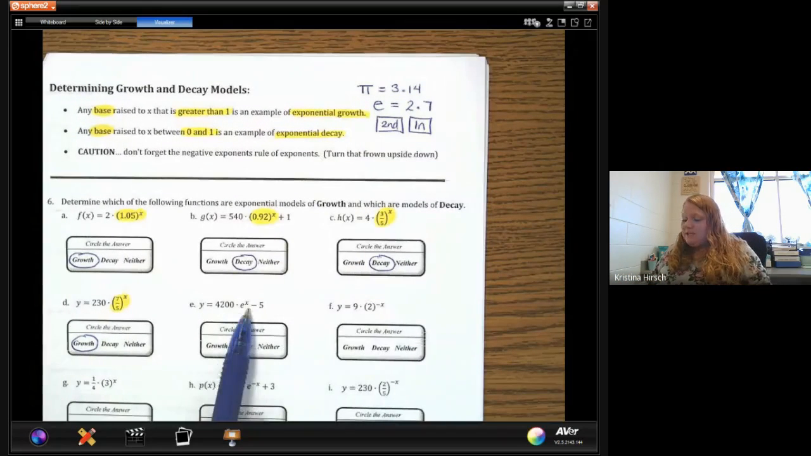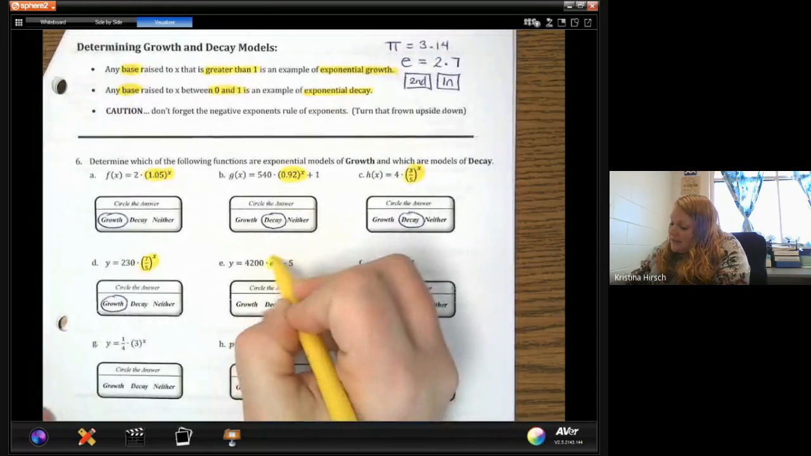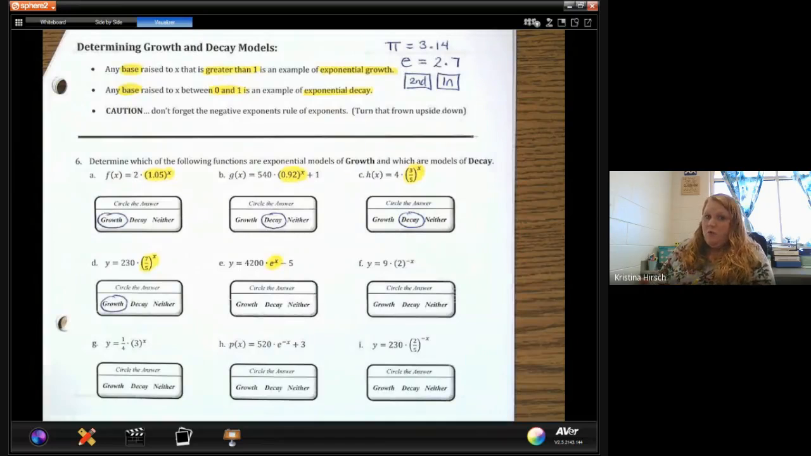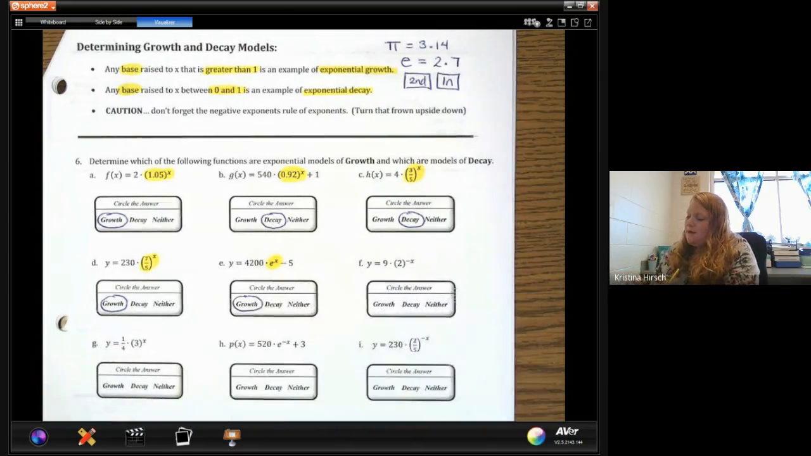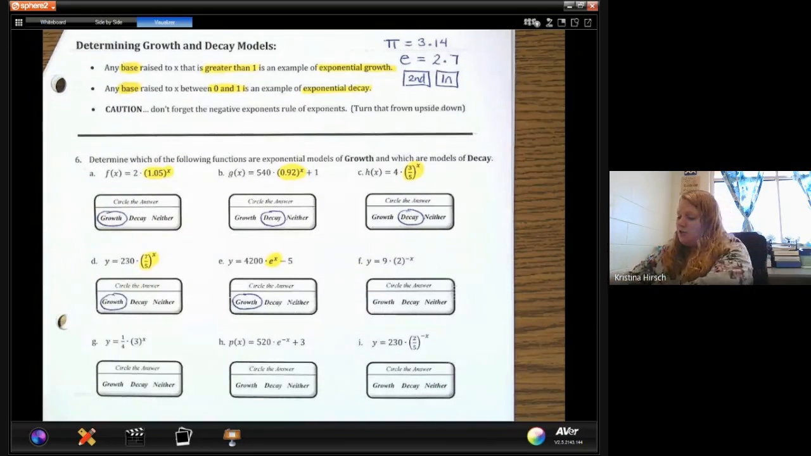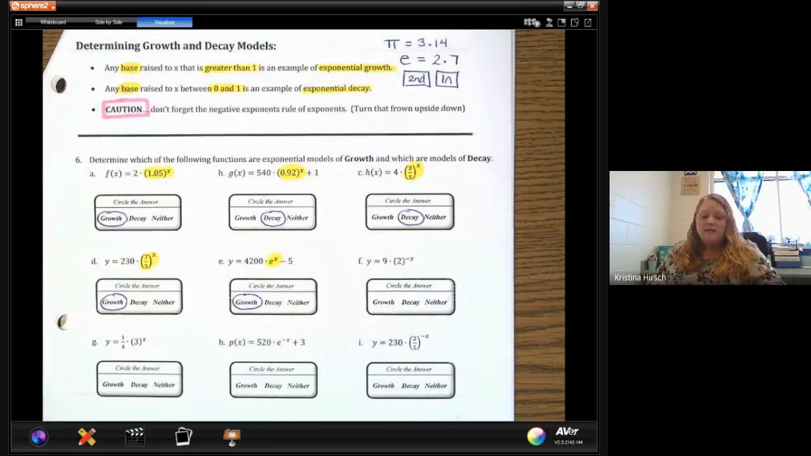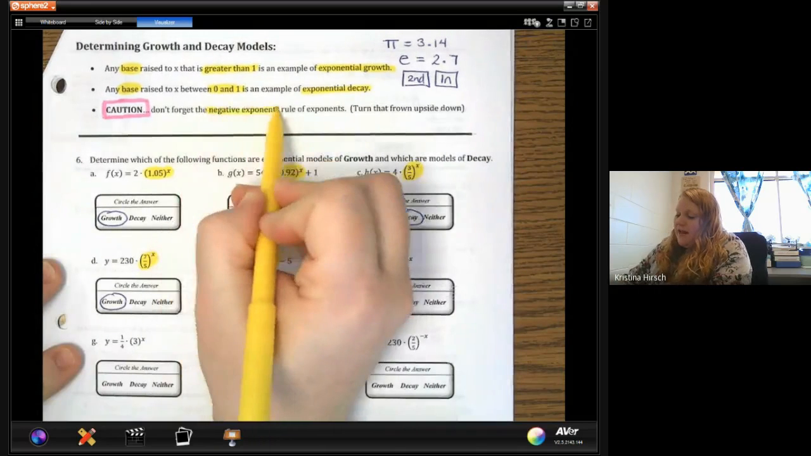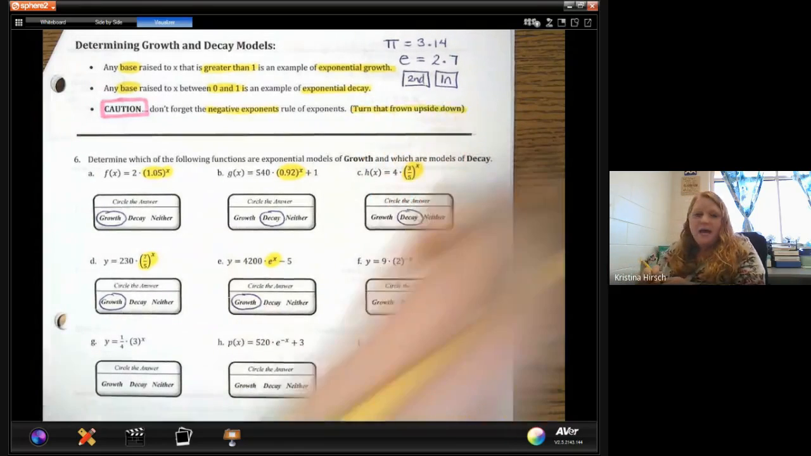So when we look at this problem here, we have e to the x power. Well, if e is 2.7-ish, then that would be an example of growth. There's this third bullet right here that says caution, and the reason is that you don't need to forget about negative exponents. Remember, you have the negative exponent rules with your properties of exponents. And the little trick we learned in class is you need to turn that frown upside down.